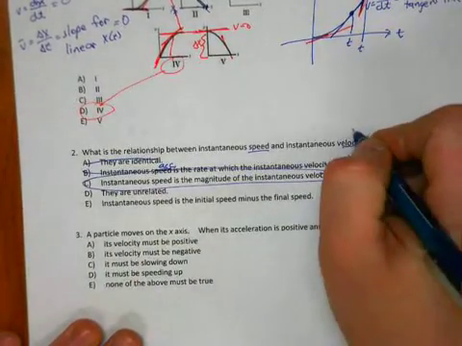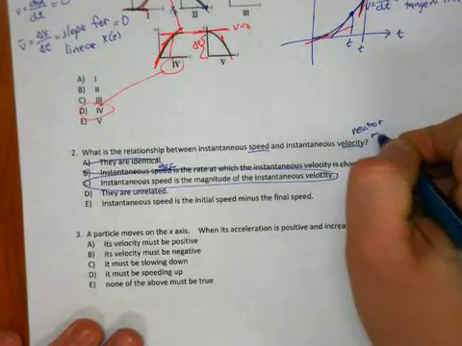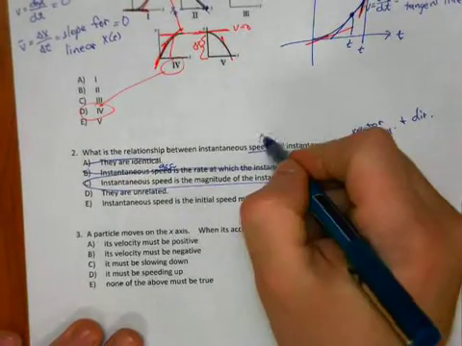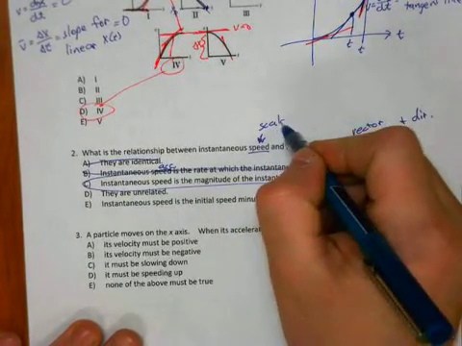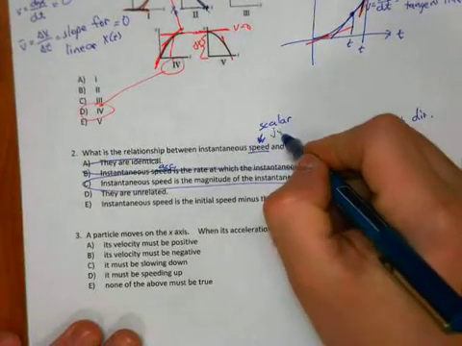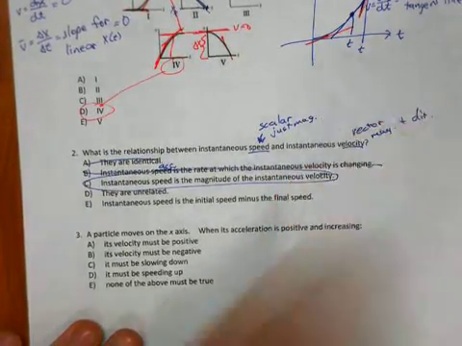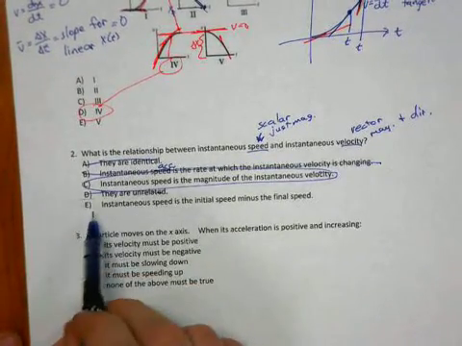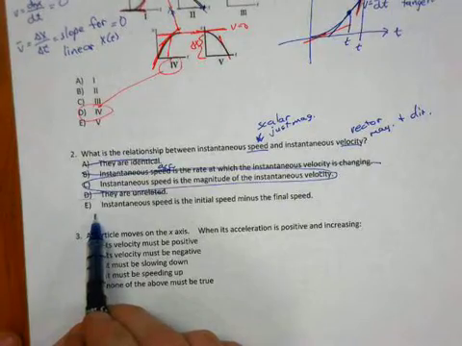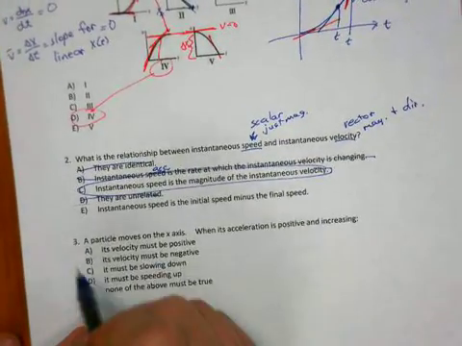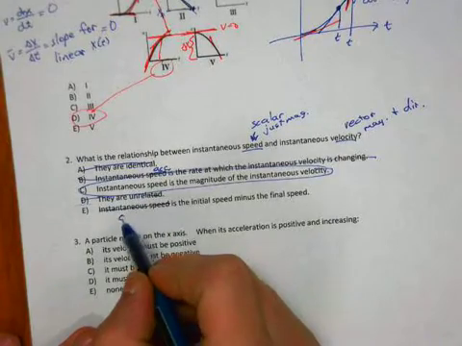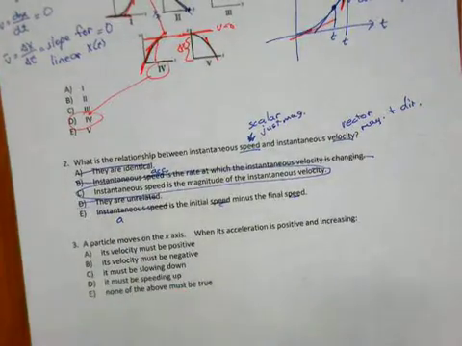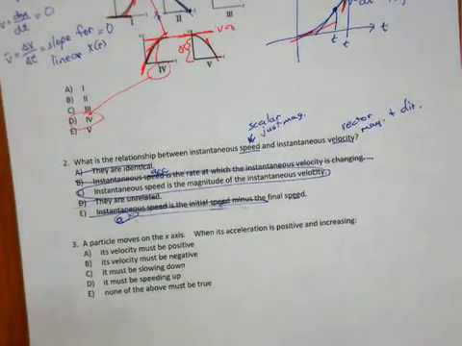Velocity is a vector that has magnitude and direction, and speed is a scalar, just magnitude. Of course they're related. That's not a good option. And instantaneous speed is initial speed minus final speed. Actually, that's well, no, we're talking about speed, not velocity. If this were velocity, that would be average acceleration. But this is actually nothing.